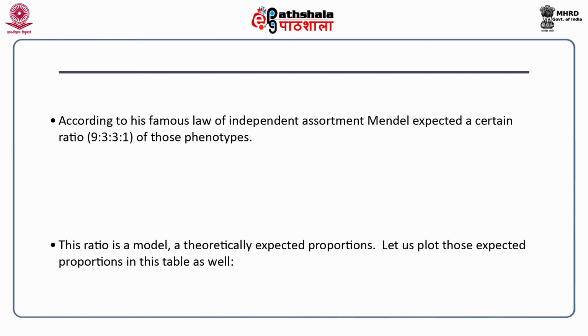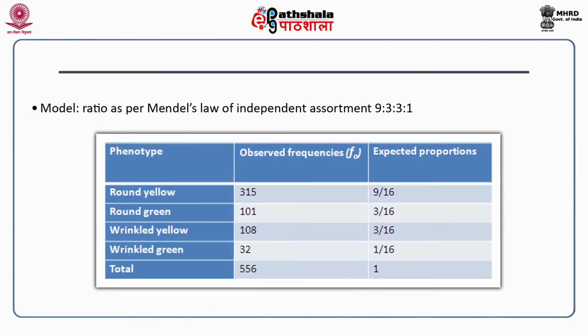So in this particular table, as the next row, you are putting the expected proportions. 9 out of 16 will be round yellow as per his expectations. 3 out of 16 will be round green. 3 out of 16 will be wrinkled yellow, and 1 out of 16 will be wrinkled green. Why 16? It's the total 9 plus 3 plus 3 plus 1. So all these expected proportions will add up to 1 naturally.